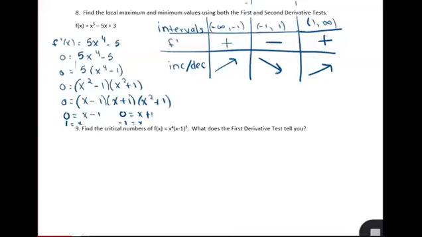If we want to figure out the y-coordinate, then we need to put our -1 and our 1 back into our original equation. So that would look like f of -1 equals (-1) to the 5th minus 5 times -1 plus 3. So (-1) to the 5th is going to be -1 still. -5 times -1 is +5, +3. So if we put all this together, we're going to get 7. So -1, 7.